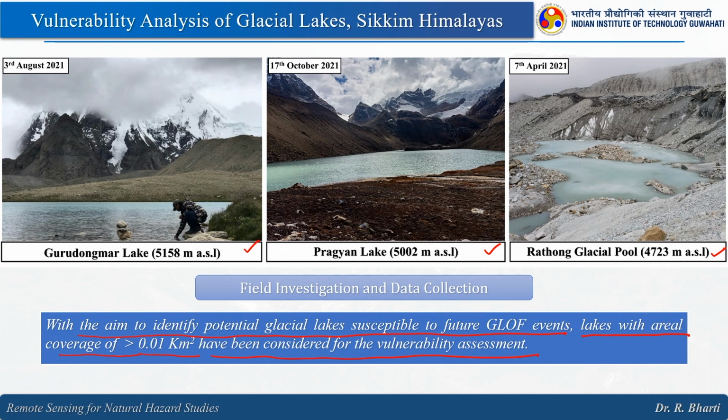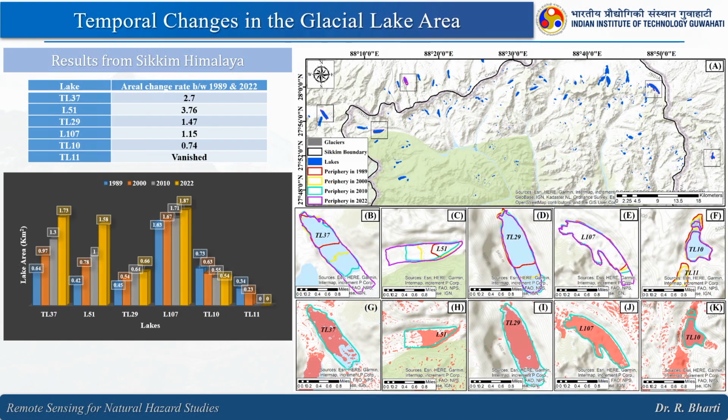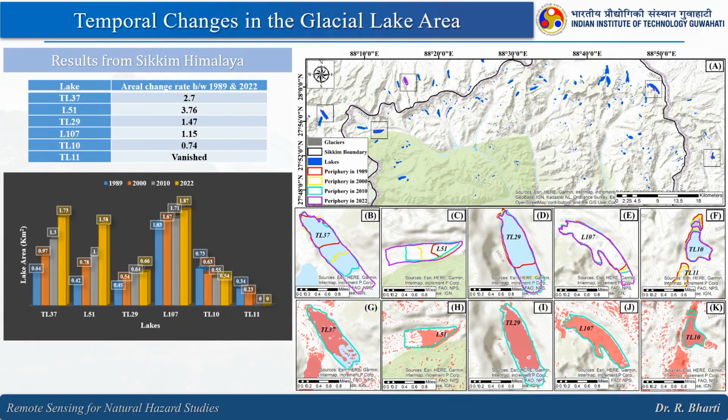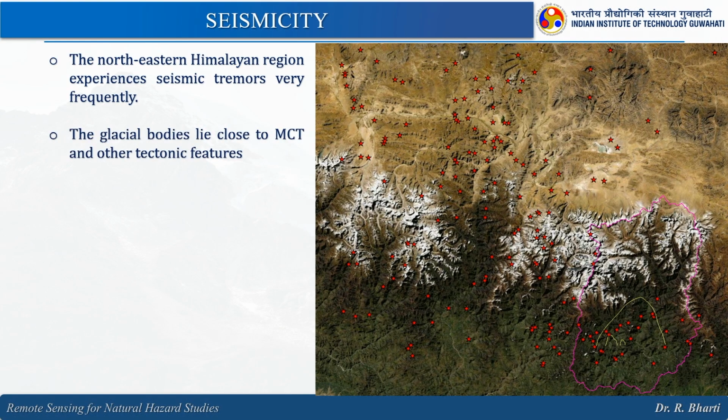To start with, we used remote sensing datasets, and then we did the change analysis for the glacial lake boundary. We found that some of the lakes have vanished, some of the lakes are drastically increasing in size, and some of them are in the original condition, right. So, this analysis helps you to prioritize which glacial lake needs to be continuously monitored for any future hazard.